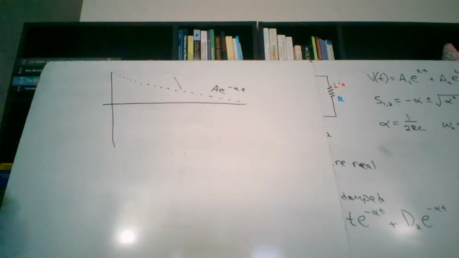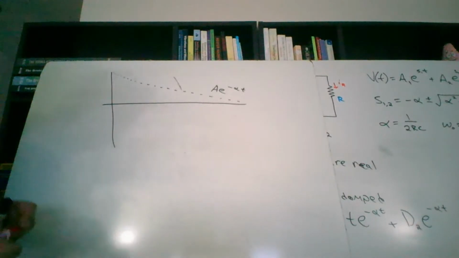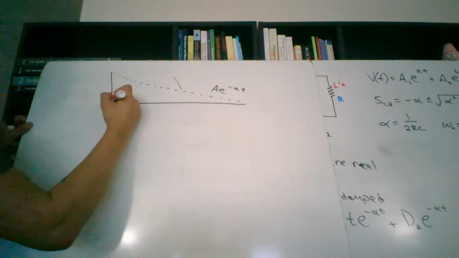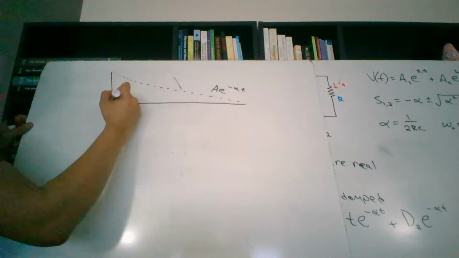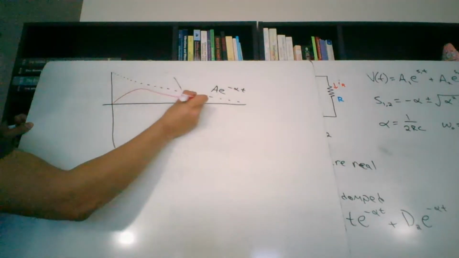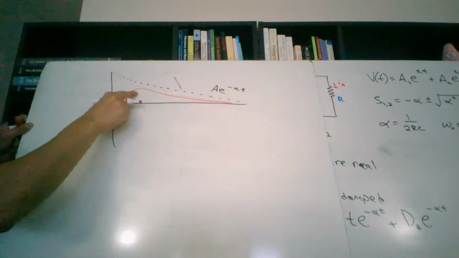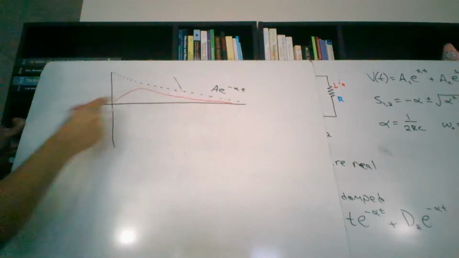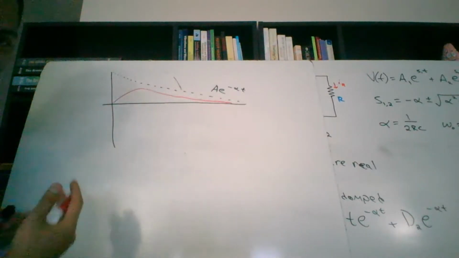And then for the overdamped situation, what color could I use? I'll use something like this. The actual solution would look something like this. It would go up, and then it would die down. But it would never pass this line right here.